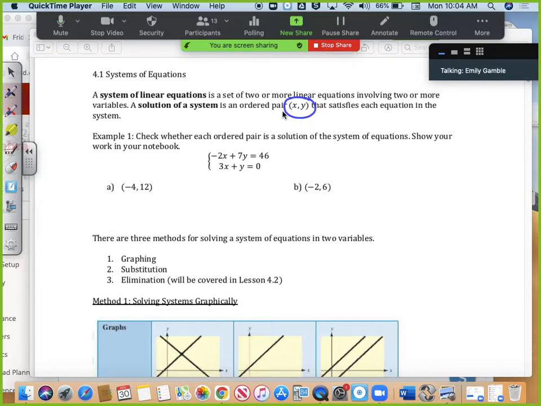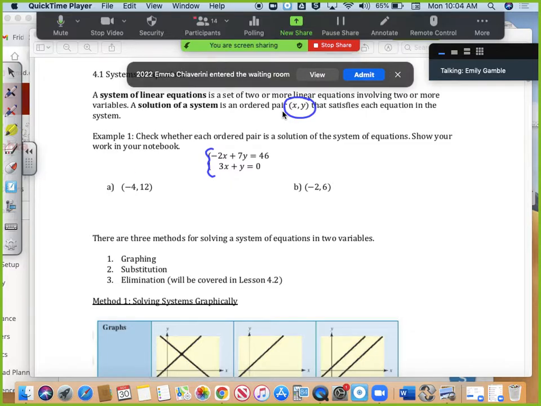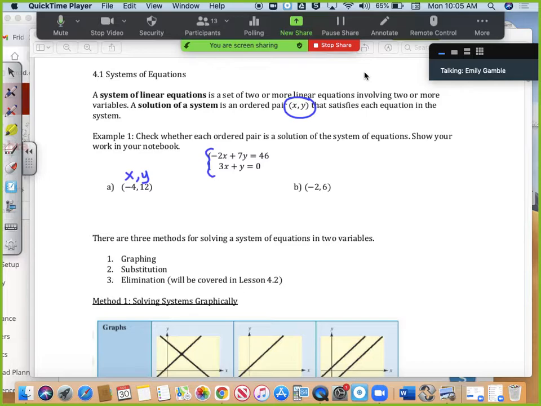So if I give you a system of equations, which has this fancy notation around the two equations, it's just showing you that it is a system. And I give you these two equations here, and I'm asking you to check if the ordered pair is the solution or not. You're going to take the ordered pair, in this case negative 4, 12, which is x, y. And you would replace negative 4 in for x and 12 in for y for both of those equations to see if it works or not.